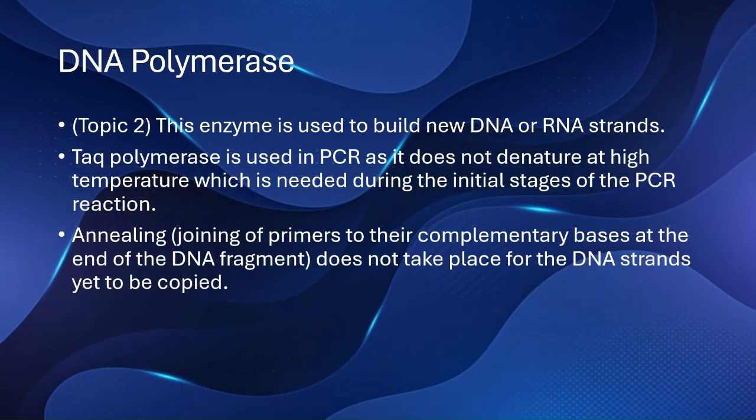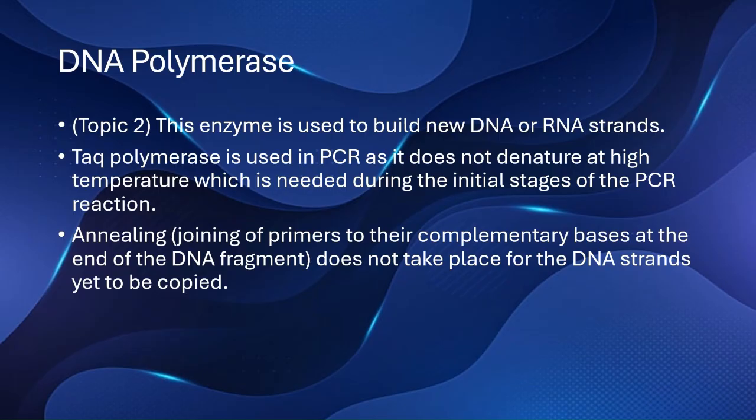Polymerase, we have looked into this in topic 2, as I've said before, so if you want to revise, do look at it. This enzyme is used to build new DNA or RNA strands. Taq polymerase is used in PCR so that it does not denature at the high temperature which is needed during the initial stages of the PCR reaction. The high temperature is also needed so that annealing, a process we'll look into in a bit, does not take place when PCR is being carried out.